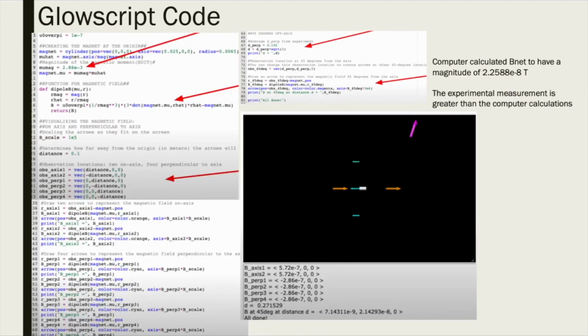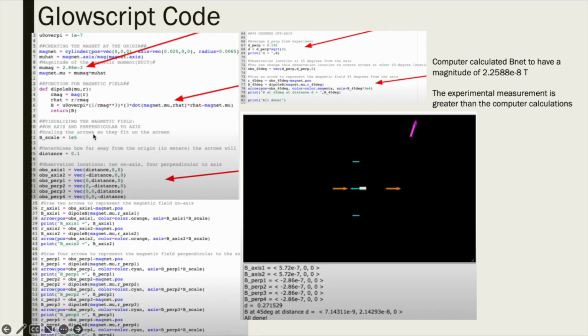Here's our GlowScript code here, just going through where the arrows are the changes. The smaller magnitude for the perpendicular magnetic field. And the arrows we see in the final model here. The cylinder is the magnet. The light blue arrows are the 4 perpendicular magnetic field locations. The 2 orange ones are the 2 on axis. And then the magenta is the magnetic field calculated along the 45-degree axis.